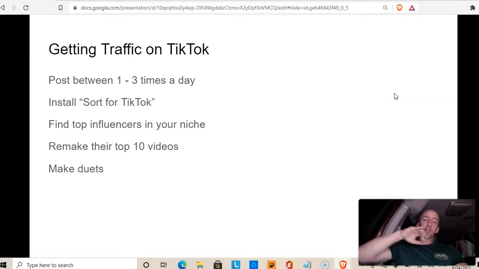And when you're doing TikTok, one thing you want to do is install this thing called Sort for TikTok. Once you install this onto your browser, when you go to TikTok, you can sort the videos by the top videos. So the number one video with the most views will be the first one. It'll show the top videos only. What you want to do is find the top influencers in your specific niche and try to remake, not copy, but remake in your own way, their videos, and that will help you try to get viral as fast as possible, right?